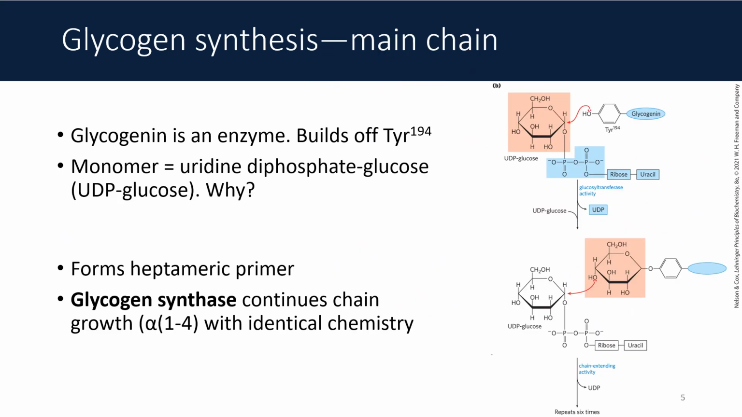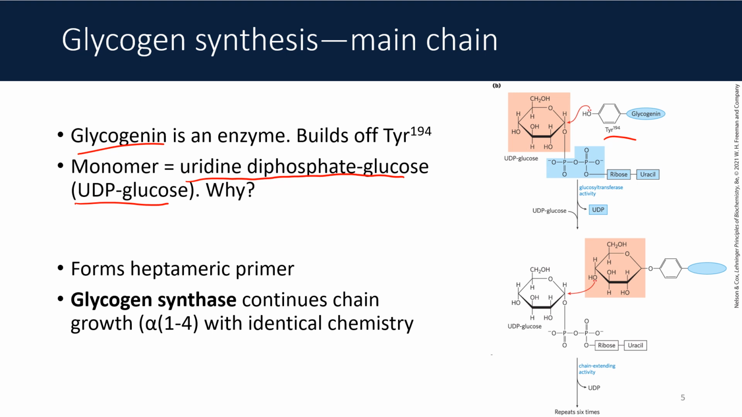Let's talk about glycogen synthesis. At the core of every glycogen molecule is a homodimeric enzyme called glycogenin. Glycogenin is designed to polymerize glucose off of the 194th tyrosine residue, and it will be responsible for starting the first chain in glycogen. The monomer, however, of glycogen is not just glucose, but rather uridine diphosphate glucose, UDP glucose for short.